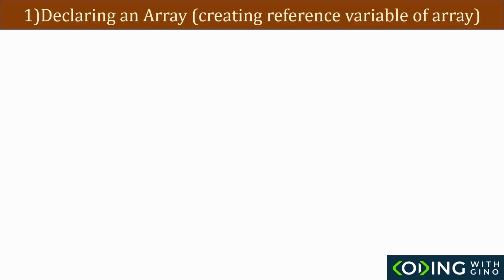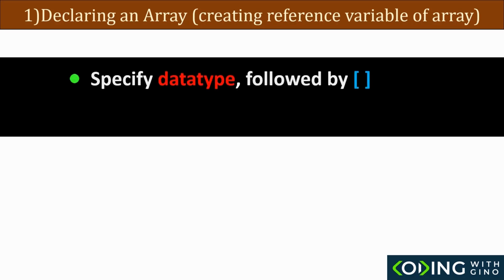Creating an array involves 2 steps. First, we'll have to declare it. An array is an object that lives on the heap memory. So, declaring basically means we're creating a reference variable. To declare an array, first specify the data type of the array. This is the data type of the elements that we want to store in the array.